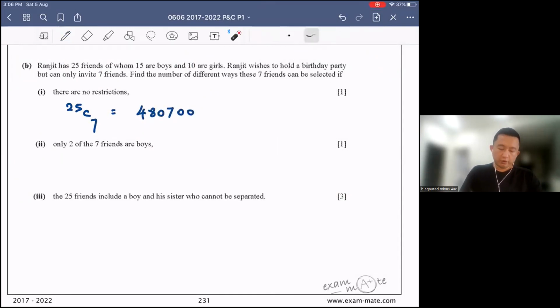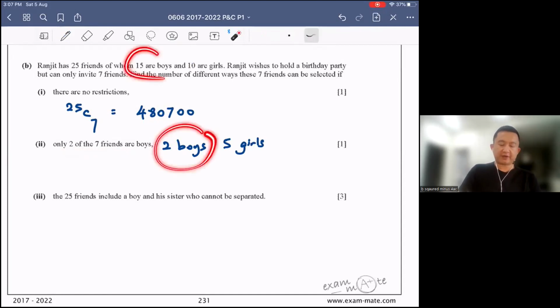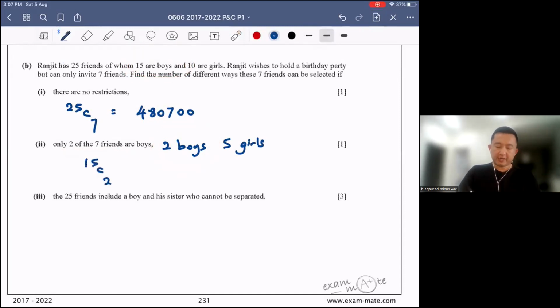Okay. Only 2 out of the 7 friends are boys. So basically it means they want 2 boys. And how many girls? Total 7 people. So 2 boys, 5 girls. That's the meaning of it. So it has to be 2 boys. So you have to select from the group of boys, 15 of them. So 15C2, and whenever it comes to and, you multiply. And how many girls do we have? 10 girls. So out of these 10 girls, we need 5. So 10C5.